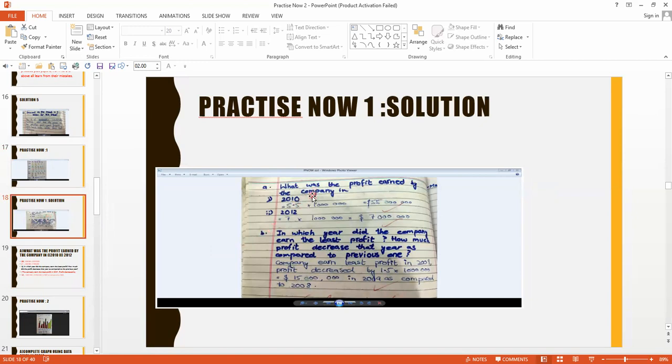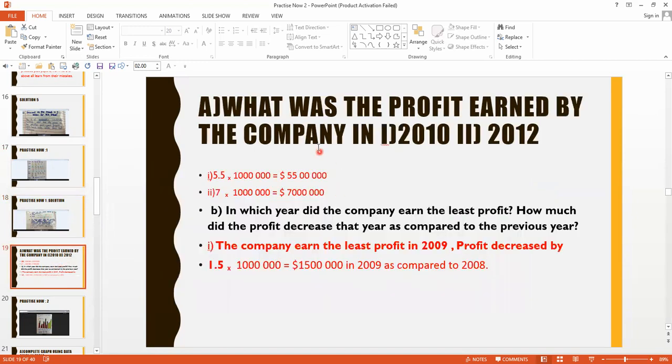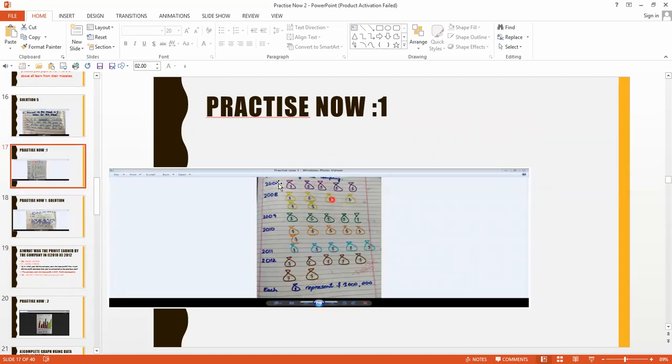Okay, they are asking: what was the profit earned by the company in 2010? In 2010, how many shapes are given? Look here: 1, 2, 3, 4, and a half. So how many? 1, 2, 3, 4, 5. Five complete shapes are given and a half shape is given.